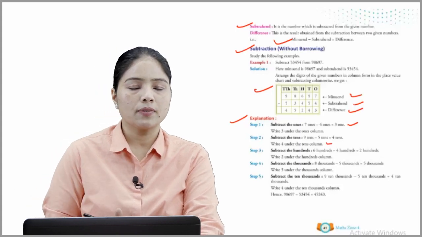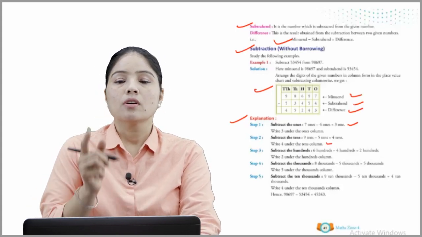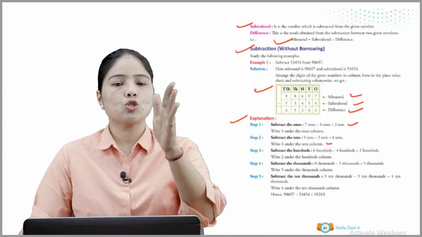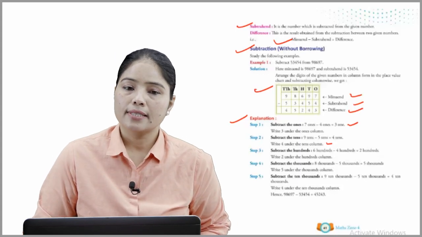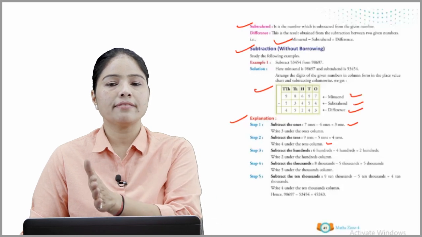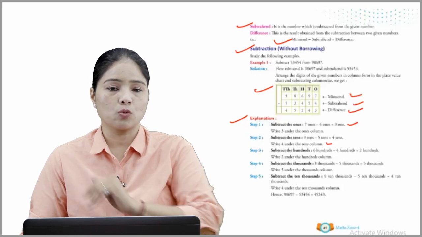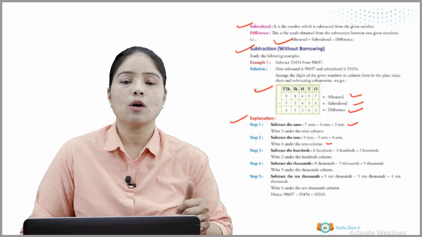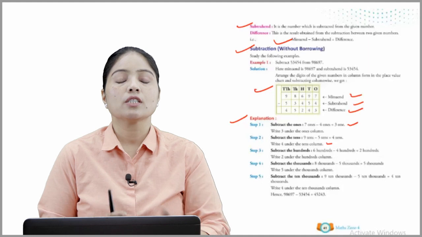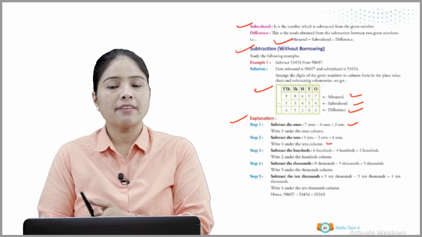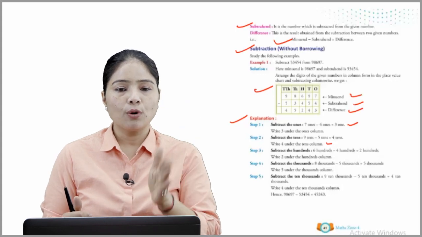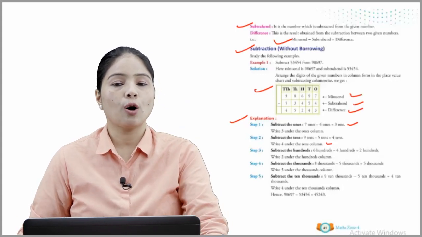Step number 3, subtract the hundreds. 6 hundreds minus 4 hundreds is equal to 2 hundreds. Write 2 under the hundreds column. Step number 4, subtract the thousands. 8 thousands minus 5 thousands is equal to 3 thousands. Write 3 under the thousands column. Step number 5, subtract the ten thousands. 9 ten thousands minus 5 ten thousands is equal to 4 ten thousands. Write 4 under the ten thousands column.